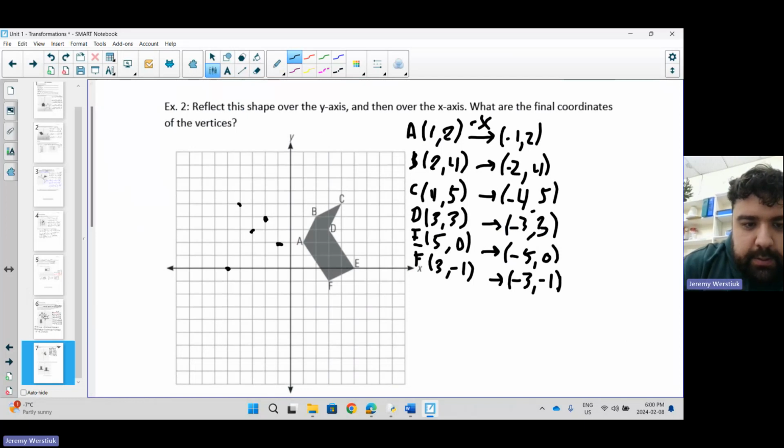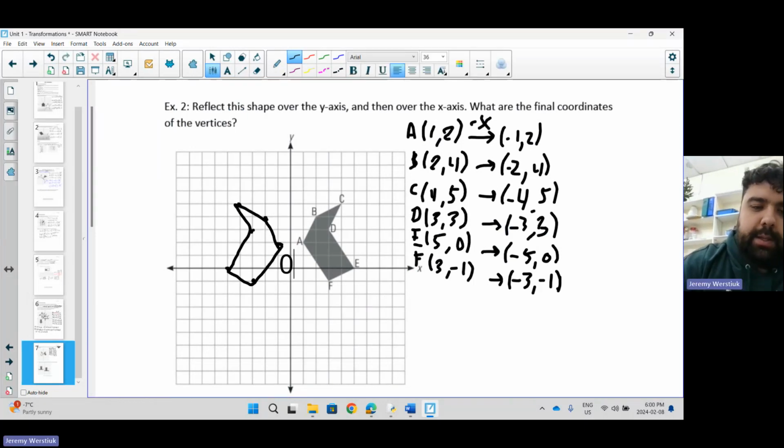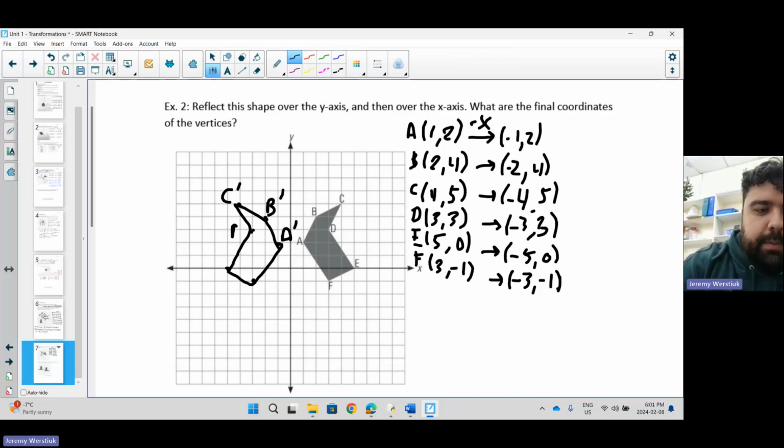My point B is 2 on the right over, and so my new point B is going to be 2 on the left over. So my C is going to be right up here. My D is going to be right there. And my E will be right here. And last but not least, my F right there. So something like that. It's probably a little bit off. And so this is my A prime, B prime, C prime, D prime, E prime, and F prime. So I've done the reflection over the y-axis.